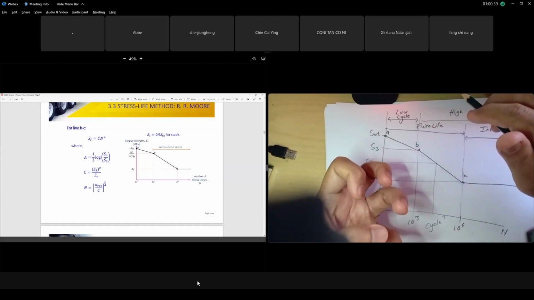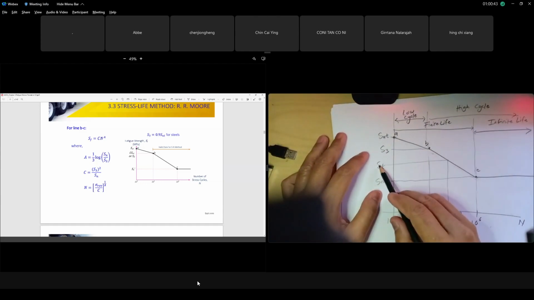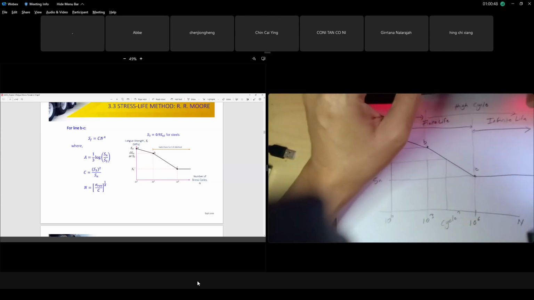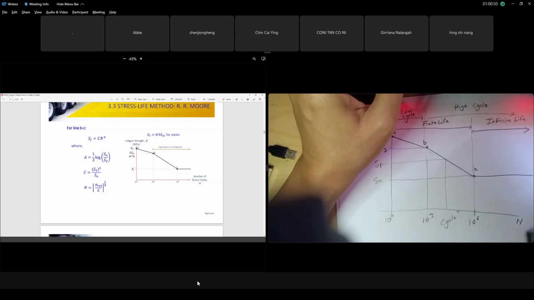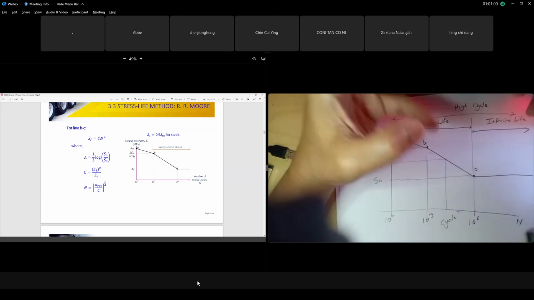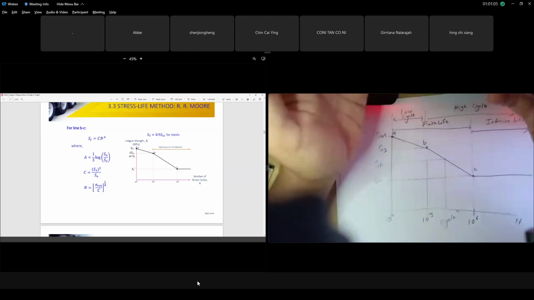Then you got your sigma E, right? Your sigma E, that is your SF. SF is greater than your SN. SN is what? Your nominator: SN, CL, CG, CS, CT, CR, and SN prime. SN prime is 0.5 SUT. That is your nominator. Your bottom denominator is greater than your endurance limit SN.